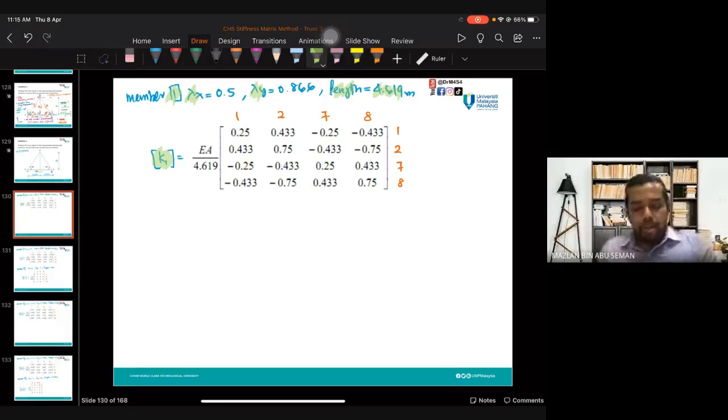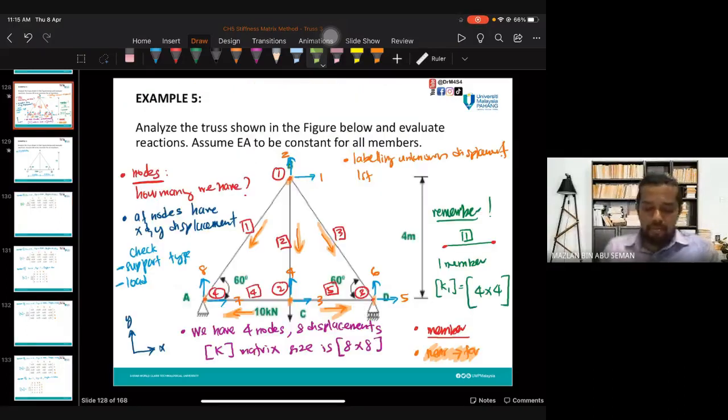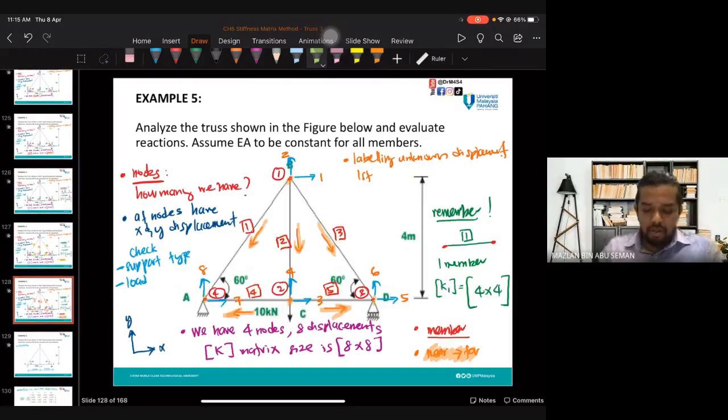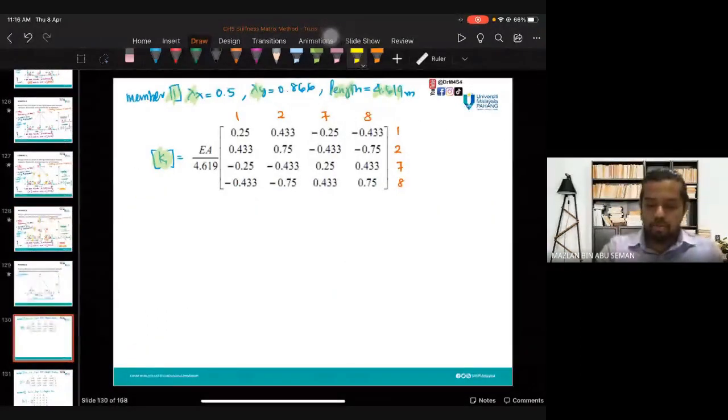So refer back to member 1. Okay, this is member 1. Numbering for that one is 1, 2, 7, 8. Numbering is near first, then far. That's why the near and far direction is important. So numbering for that one is 1, 2, 7, 8, 1, 2, 7, 8.